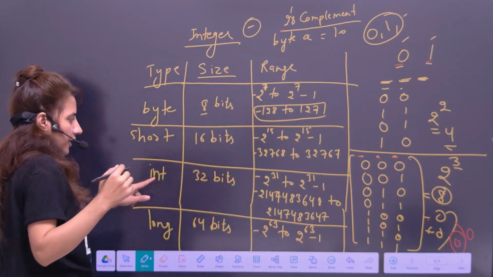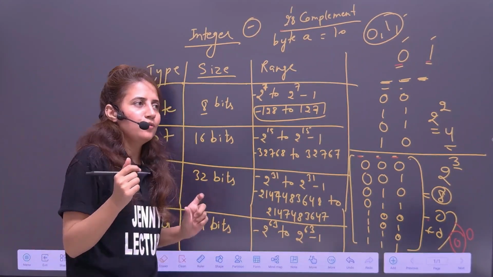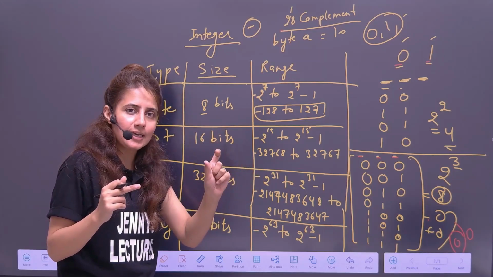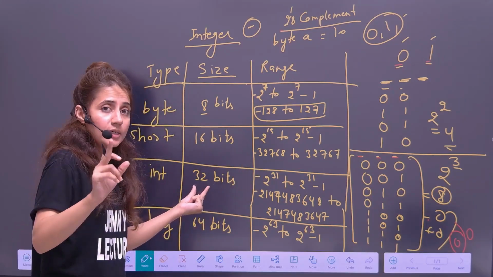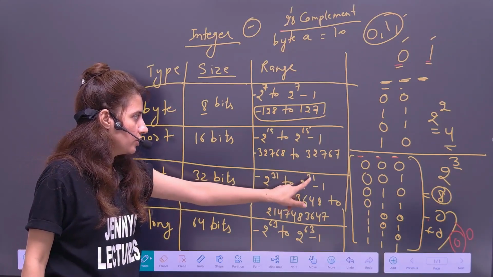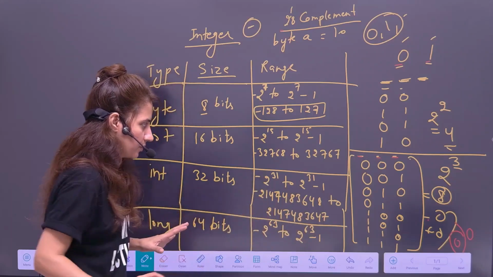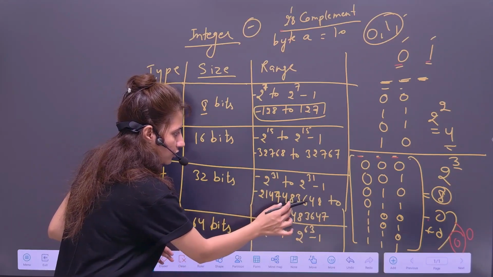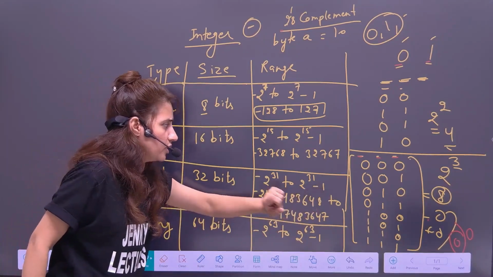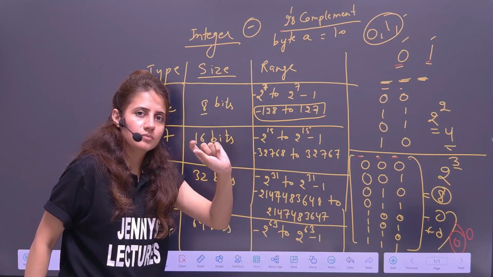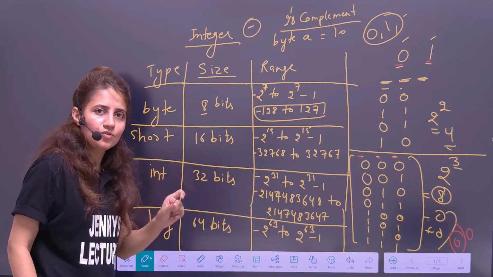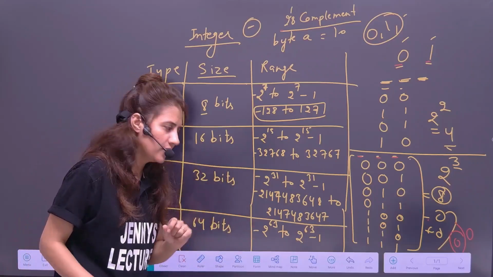Like this, for int, the number of bits required to store an int variable or int data type in memory is 32 bits. The range is minus 2 raised to power 31 to 2 raised to power 31 minus 1, and this is the number: minus 2147483648 to 2147483647. It's minus 1 because 1 is represented as 0. And why 31? Because one bit is reserved for the sign, whether the number is positive or negative.